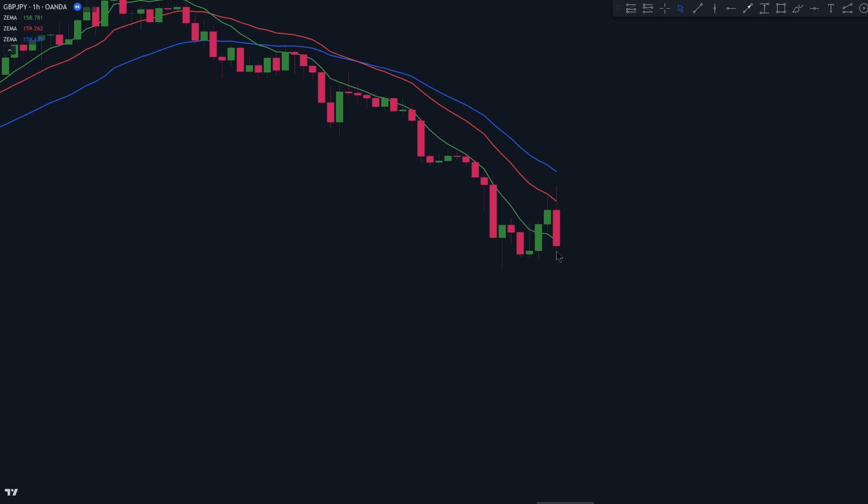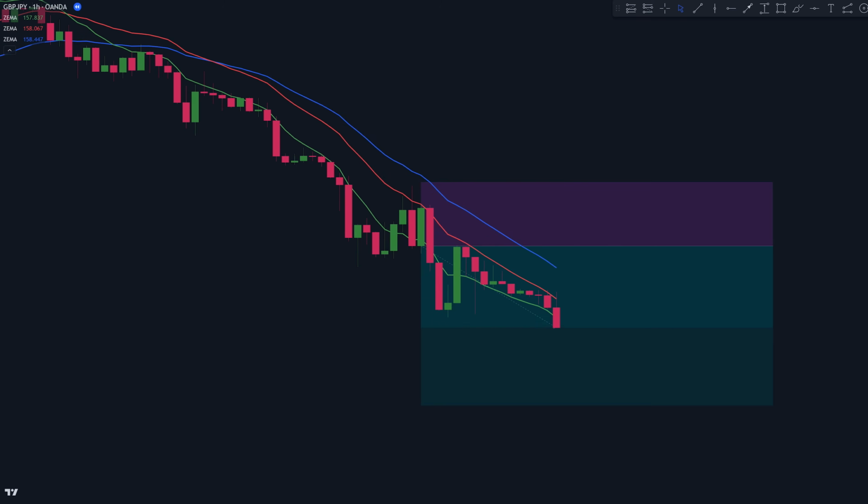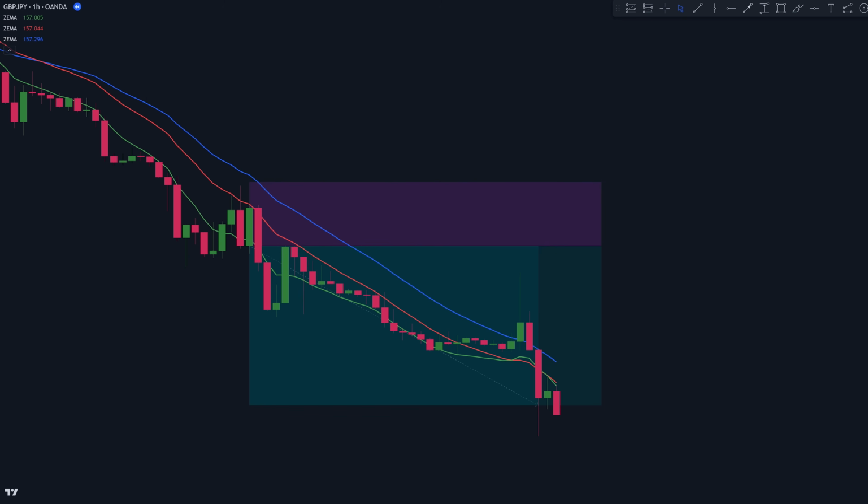All our entry conditions are met on this candle, so we're going to enter a short trade. The stop loss is going to go above the most recent swing high, and for the take profit, we're going to set it at 2.5 times the risk. We let the trade run and take profit.